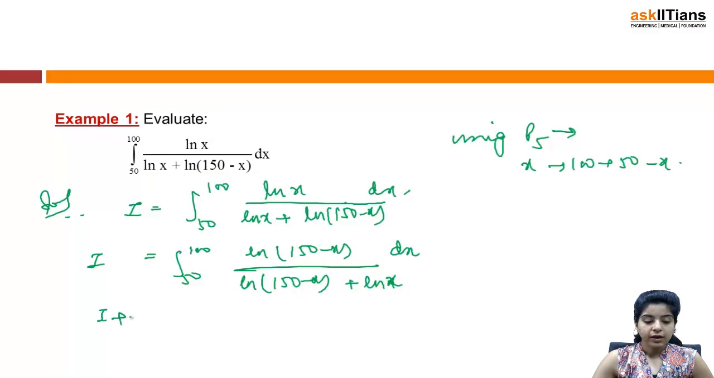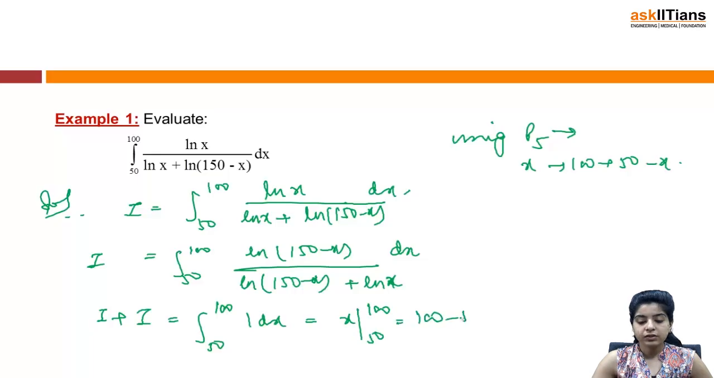So finally I have I plus I. If I just add this and this, I'll get ln x plus ln (150 minus x), the denominator is the same, so ultimately I have 1 dx, and that is equal to x from 50 to 100, 100 minus 50, 50, right? Most students commit a silly mistake here. Once you get well versed with the properties, you might read this step easily and mark your answer as 50, but that would be incorrect.